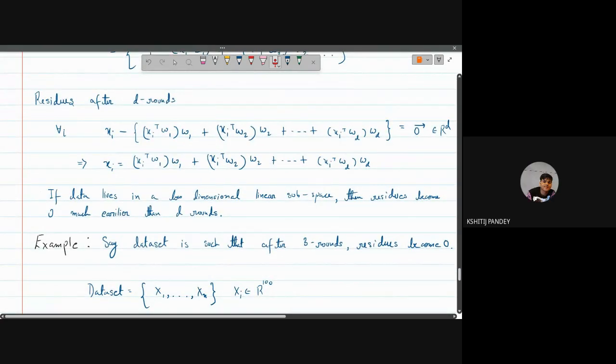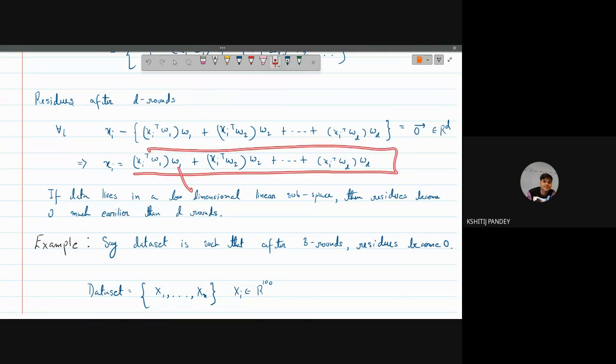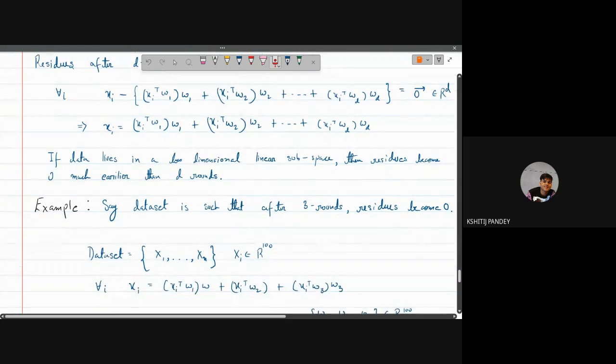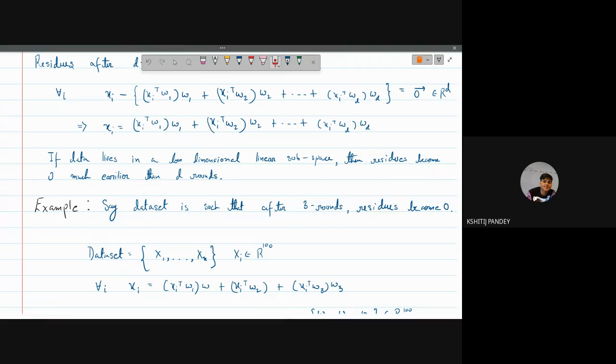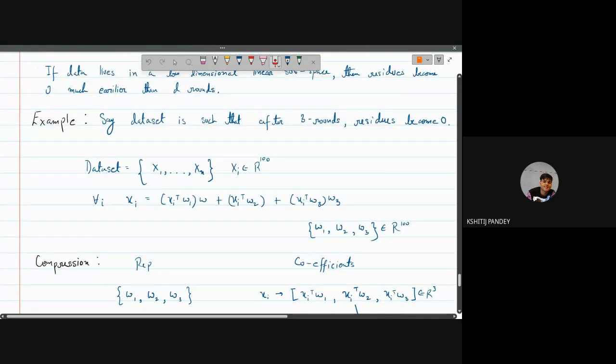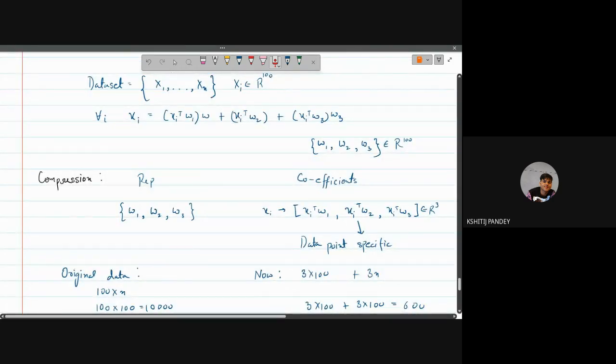So after D rounds, you conclude this. So xi is equal to this. Okay, and what is this? These are our W's, and this right here is xi transpose wi. So when the data lives, let's say data is in R3, but actually in R3 it lies in some lower dimensional linear subspace. For example, let's say our data is such that after 3 rounds the residue becomes 0. That's the nature of data. So in that case, the xi will be equal to this, right?